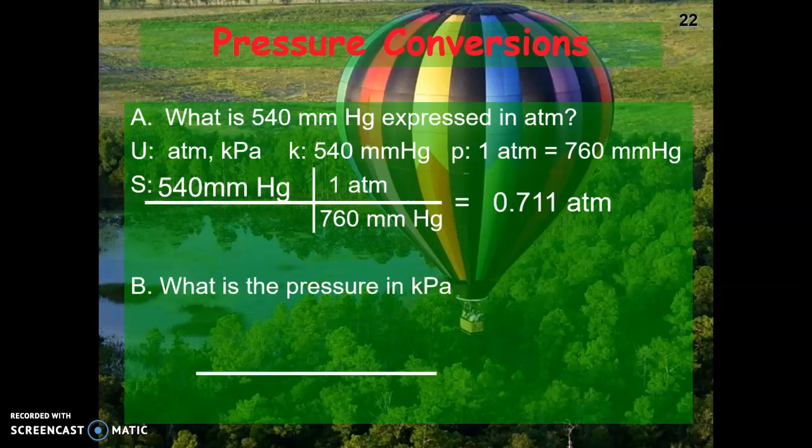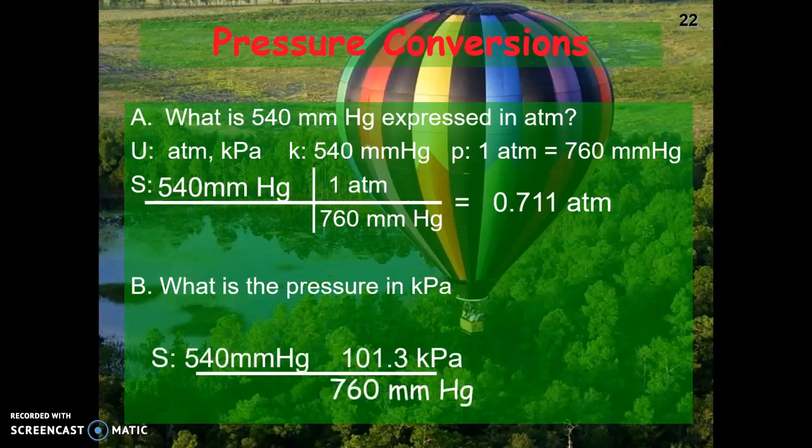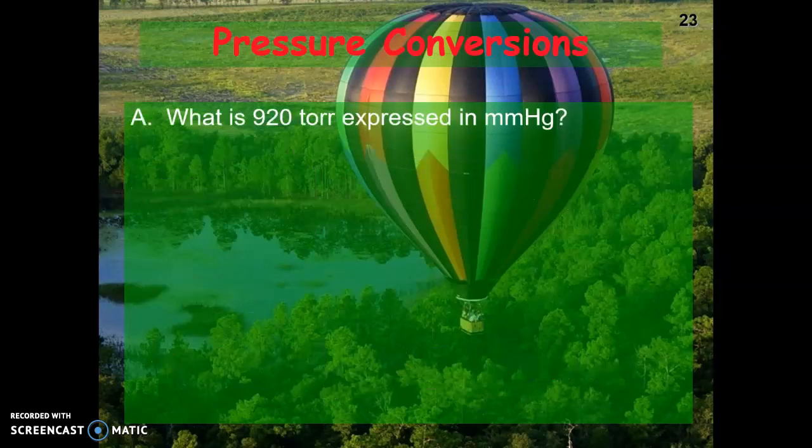So our process will be very similar. We'll start with the same thing, but this time we'll do 760 millimeters of mercury equals 101.3 kPa, and cancel out the units and multiply the top, divide by the bottom, and you should get 72 kPa.